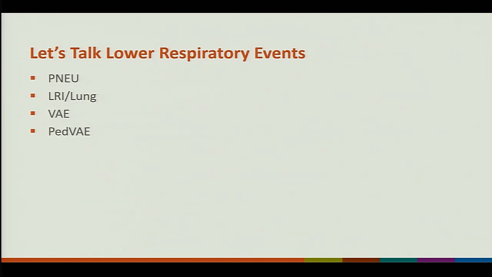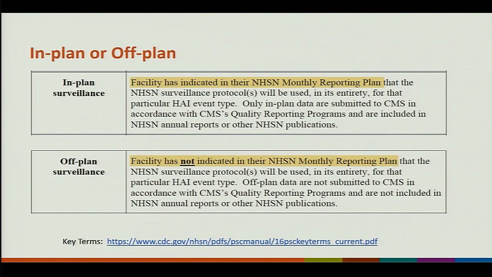So we have 4 lower respiratory tract events within the NHSN Patient Safety Manual. Pneumonia, LRI, lower respiratory infection, and lung is the specific infection, VAE, and PVAE. So before we go on, I just want to remind you what in-plan and off-plan refers to, which I'm sure you all know, but let's just make sure we're all on the same page.